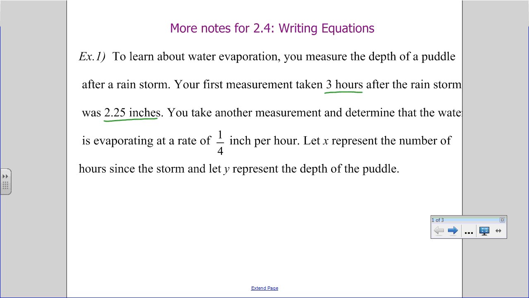So we've got these two different measurements, two different units. So we know one is going to have to be our x, one's going to have to be our y. That's how we control things in science. You take another measurement and determine that the water is evaporating at a rate of 1/4 inch per hour. We've got this lovely word rate that you're going to need to start recognizing as slope, ladies and gentlemen. This is 1/4 inch per hour. It's how we're changing. All right?